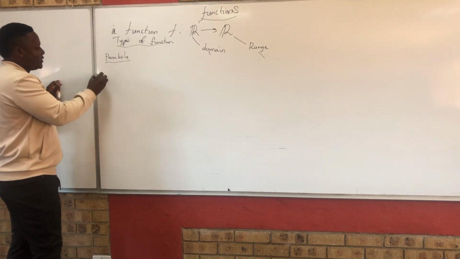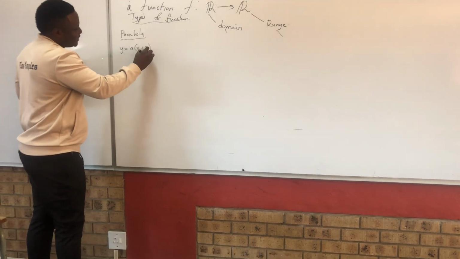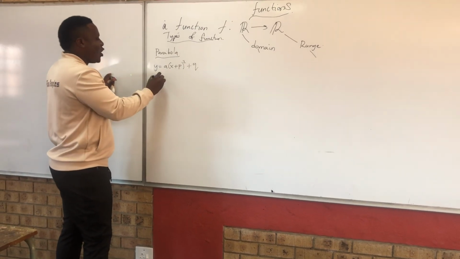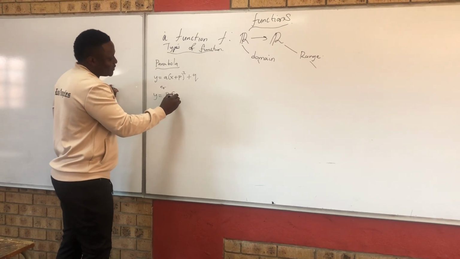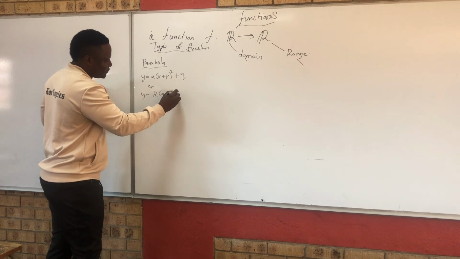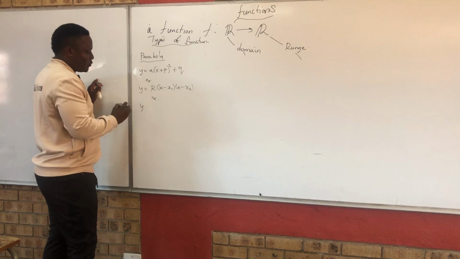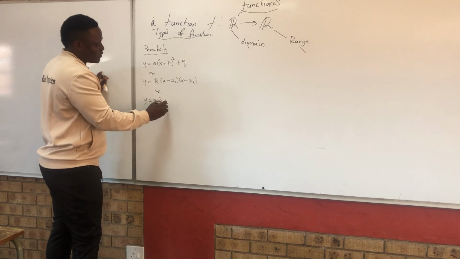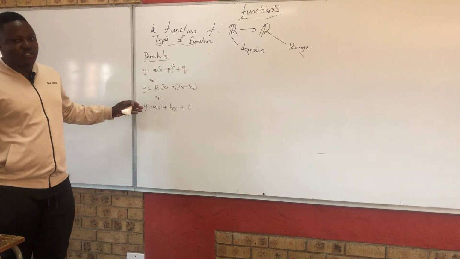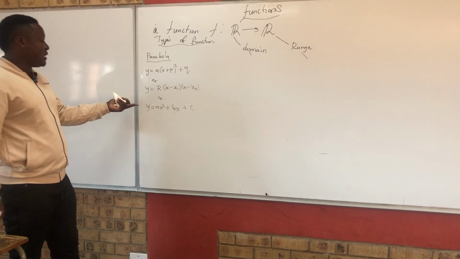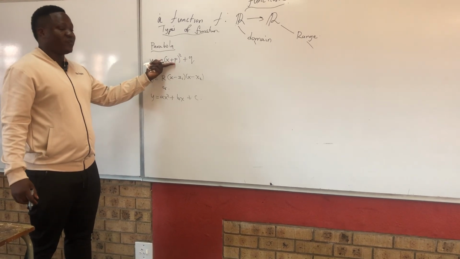the parabola equation is given by y = a(x + p)² − q, or it can be given as y = a(x − x1)(x − x2), or it can also be given as y = ax² + bx − c. So these are three different equations of the parabola. Sometimes you can have your equation like this, which you can also transform to this.